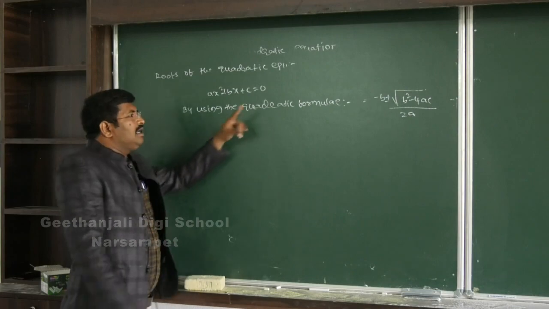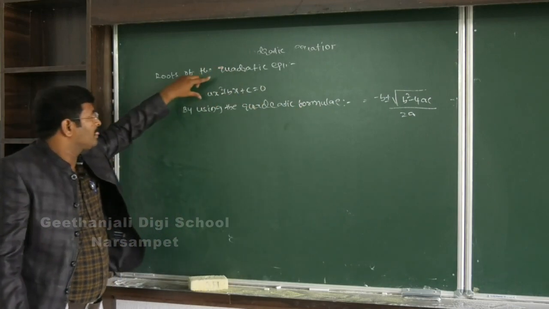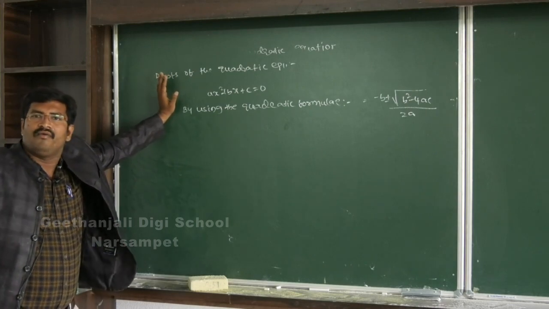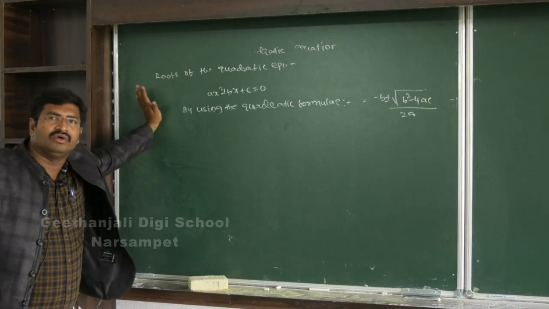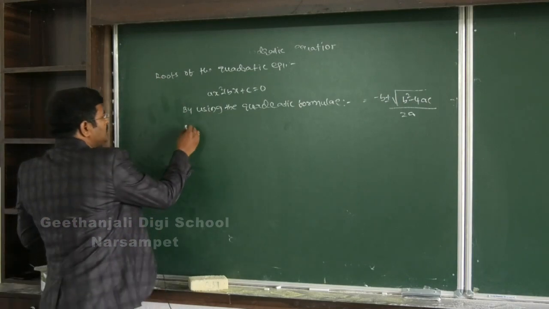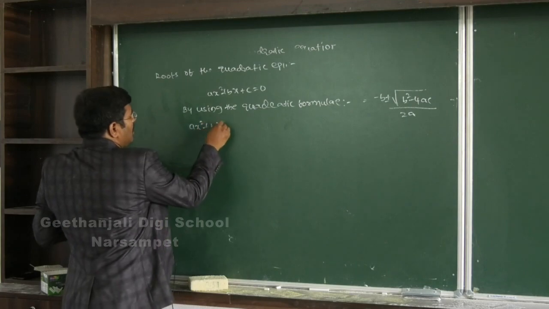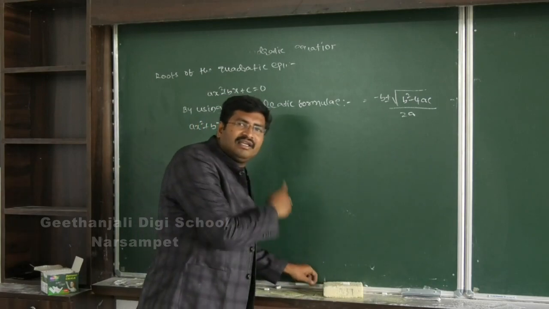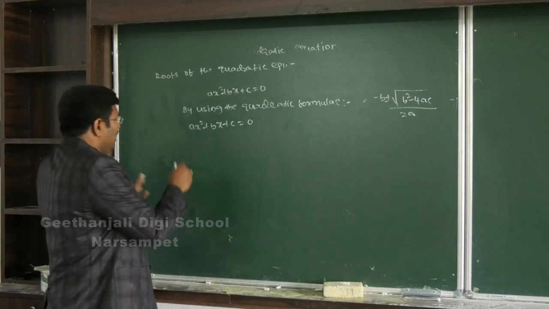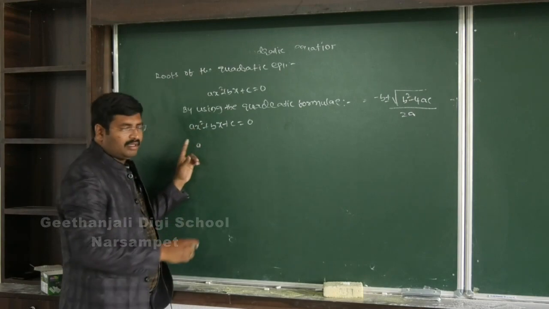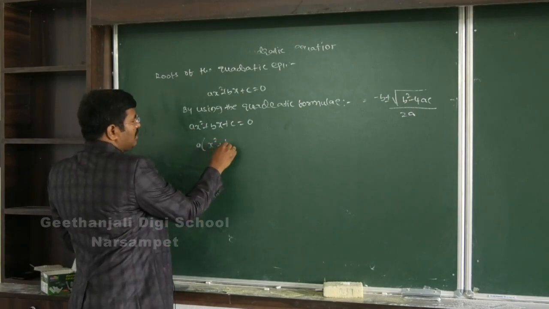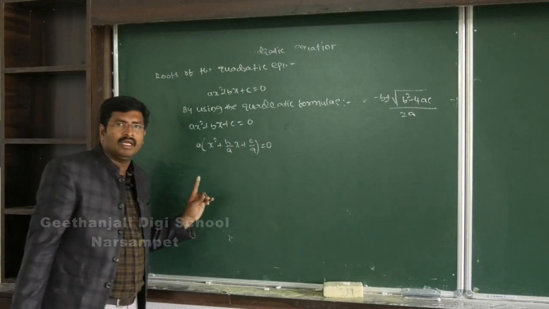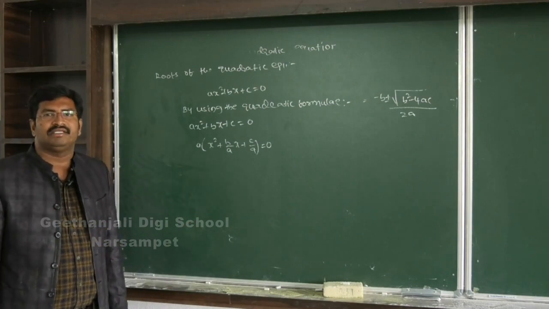Normally you will see the derivation of this formula. Already you know a linear equation has one root, and a quadratic equation has two roots. Let us derive the formula starting from ax square plus bx plus c is equal to 0. Take a common: x square plus b by a x plus c by a is equal to 0.